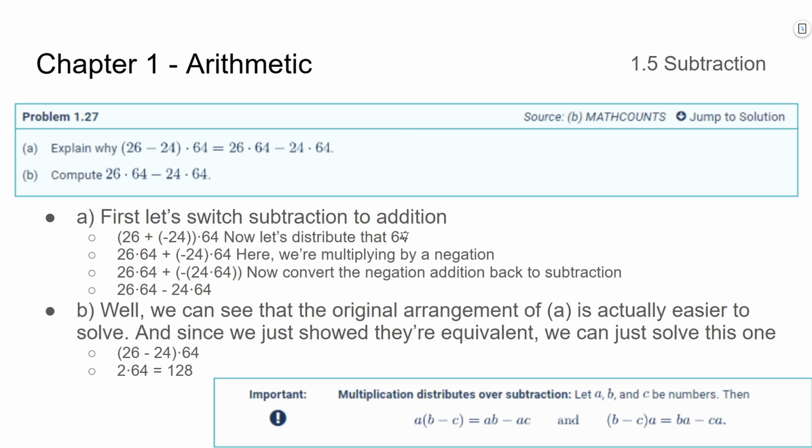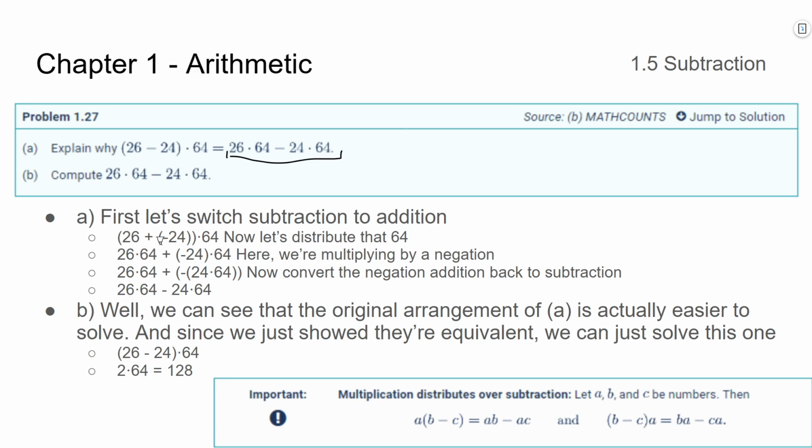Now we know we can distribute the 64. Maybe we could before, maybe we couldn't. We don't really know, but now we know we can. So now it becomes 26 times 64 plus negative 24 times 64. And now we see that we have the adding a negative here. So that is our definition of subtraction. This is our new definition of subtraction. So now we can convert that back to just a standard minus sign. So now we have 26 times 64 minus 24 times 64, which is what we're looking for right here.